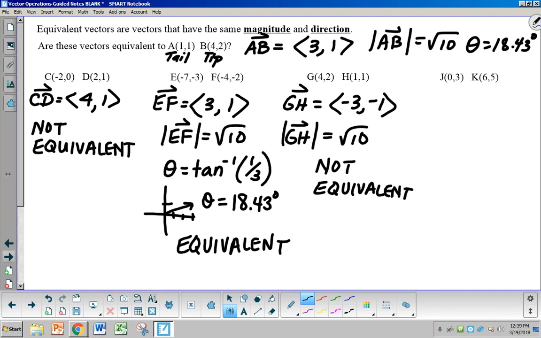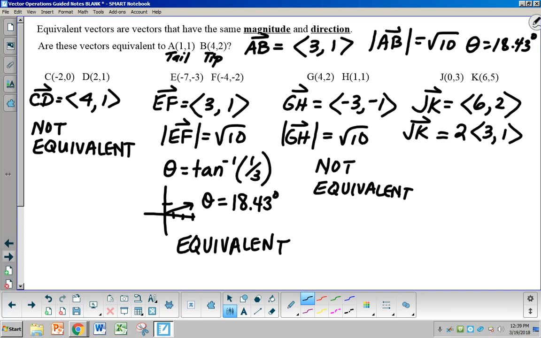All right, what about my favorite vector? JK. 6, 2. So, could I factor a 2 out of there? Yes. I could say that this is 2 times 3, 1. But that's not equivalent, is it? No. This one is a scalar multiple of AB. Does it have the same direction? Yes, it does. This one is a scalar multiple of AB, but has a different magnitude.